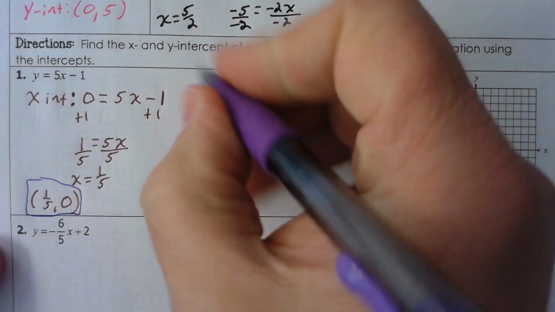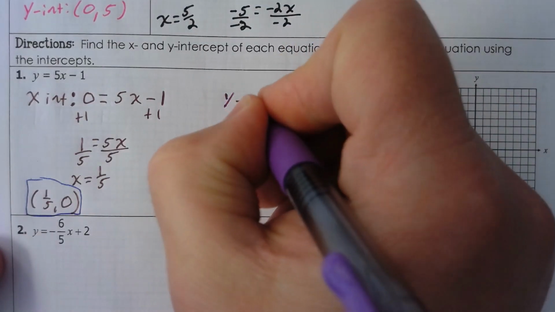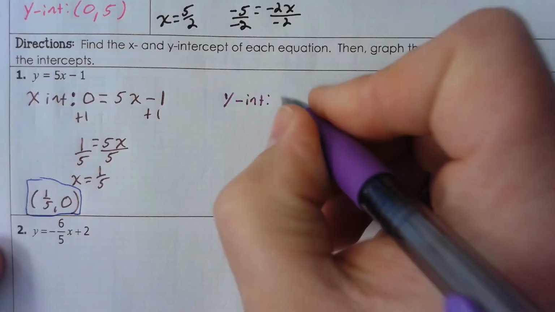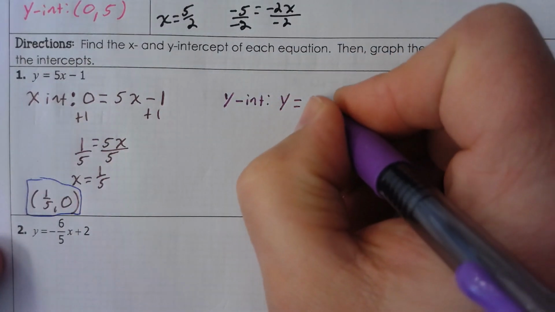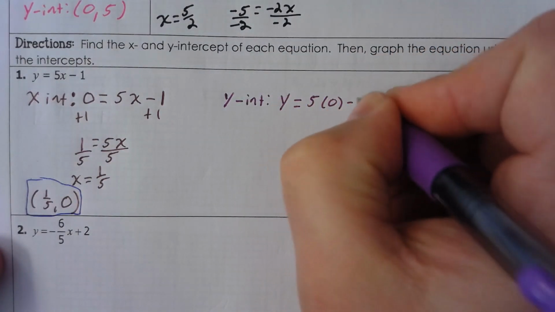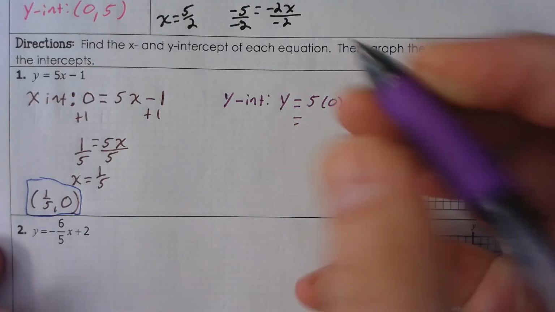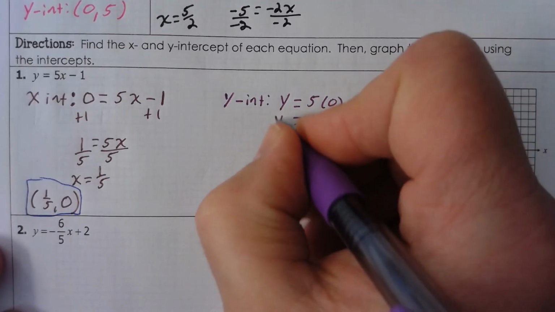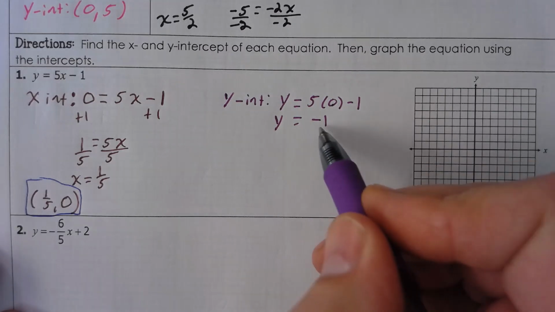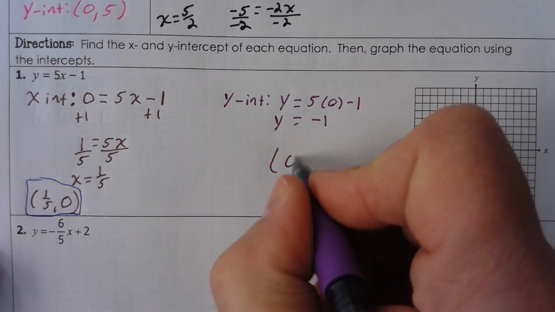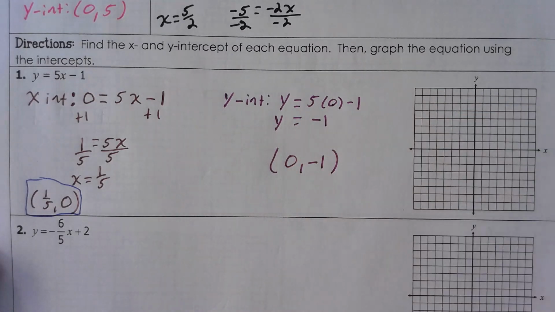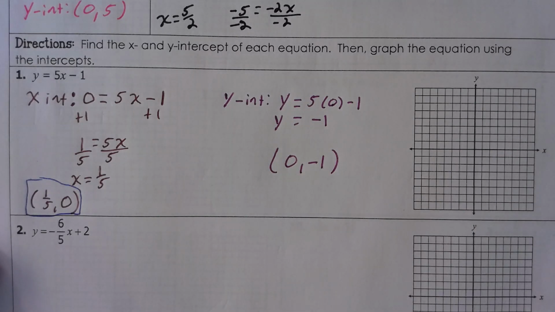And to find my y-intercept, I let x equal 0 and solve for y. So y is equal to 5 times 0 minus 1. 5 times 0 is 0. Bring down my negative 1. So when x is 0, y is negative 1. And there is my solution for that one.